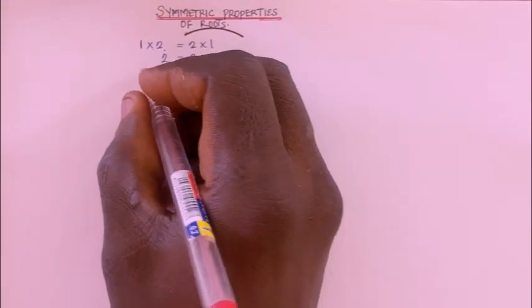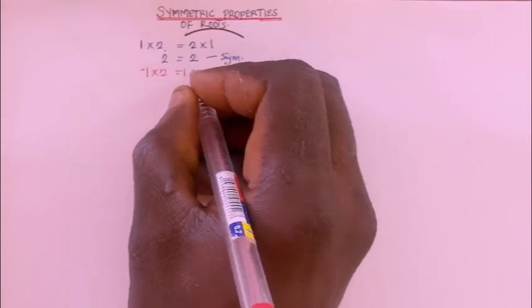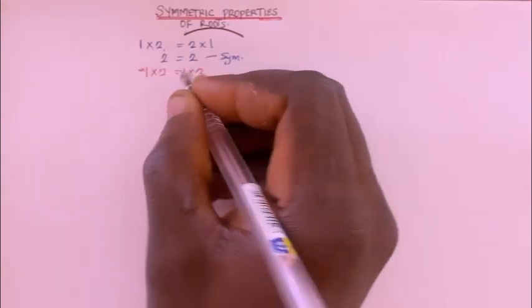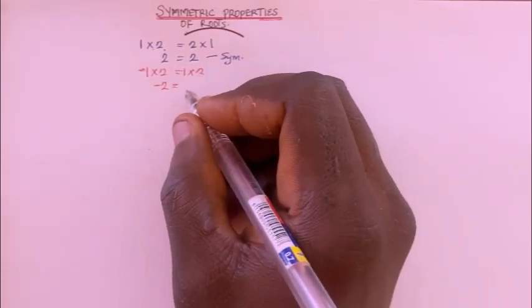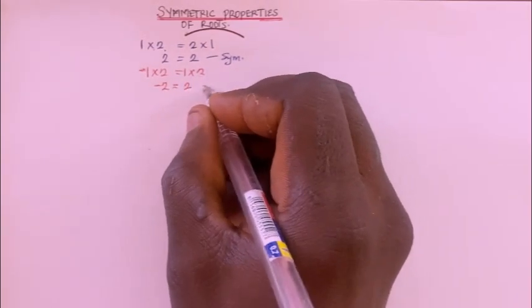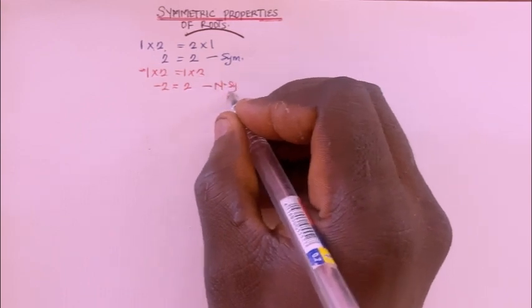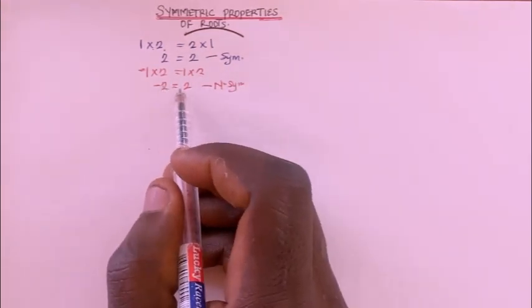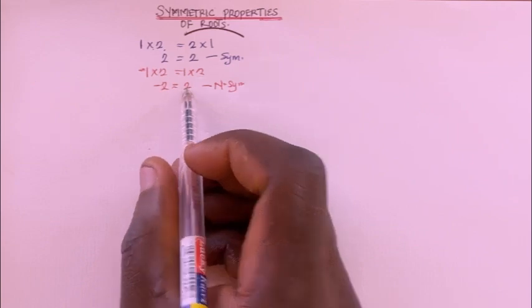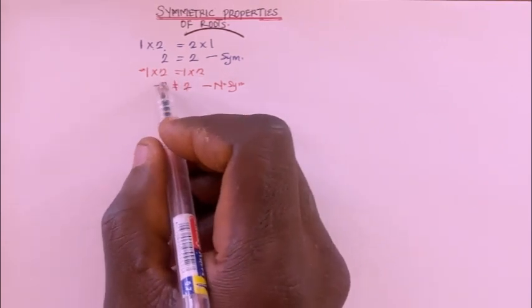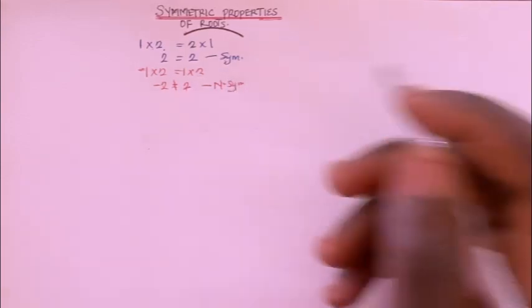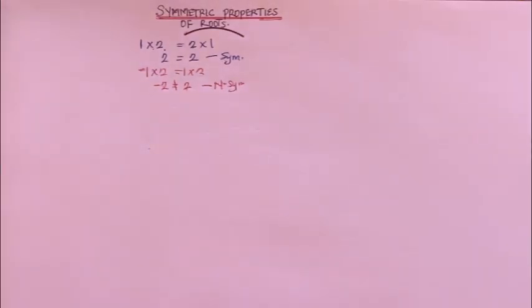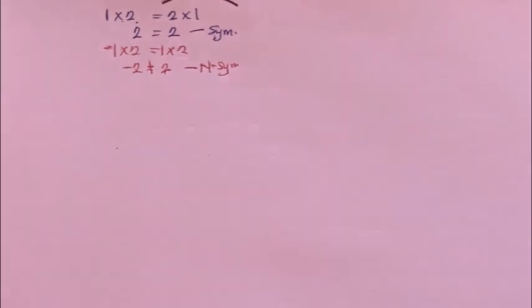Then suppose we have another one. Let's say we have minus 1 multiplied by 2 equals 1 multiplied by 2. Then if you look at this, this is actually minus 2, and this is equal to 1 multiplied by 2, that's 2. So this is non-symmetric. Why? Because this expression is totally different from this side. This is not equal to this. This is minus 2, and this is 2. So this is symmetric, while this is non-symmetric.